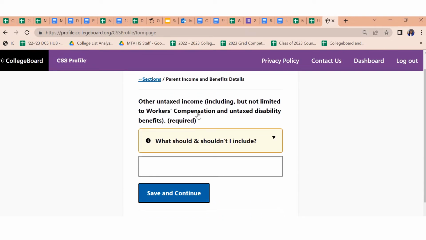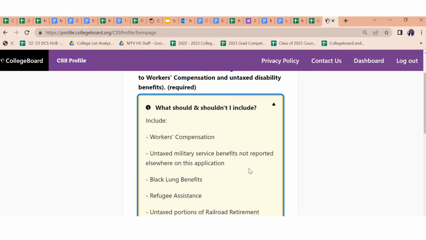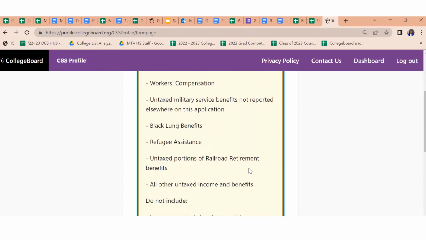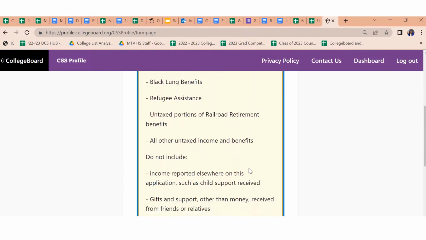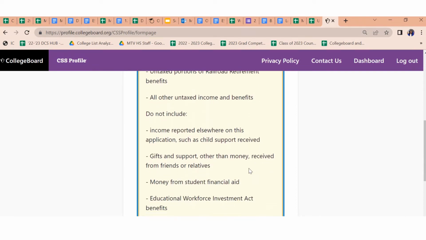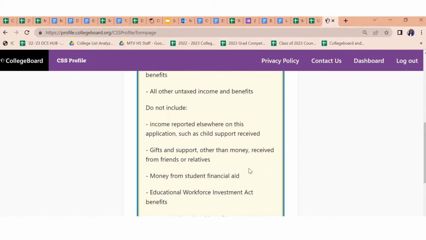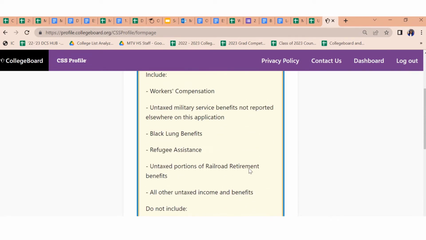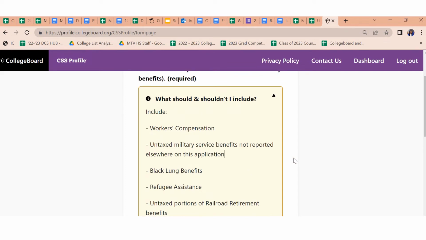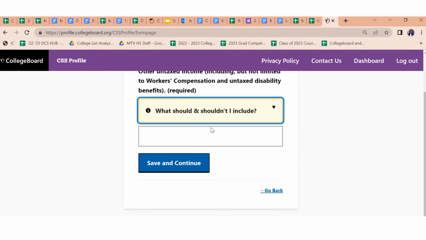And this last required question is asking about other untaxed income, things such as workers' comp and disability benefits. So if you're curious about what you should include, these are some of the things that you can include, and these are some of the things that you should not include. If you have questions on this, please check in with your college counselor. Many people will put 0 here. And for this example, that is what we are going to do.